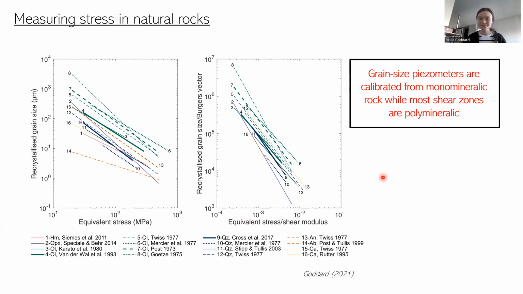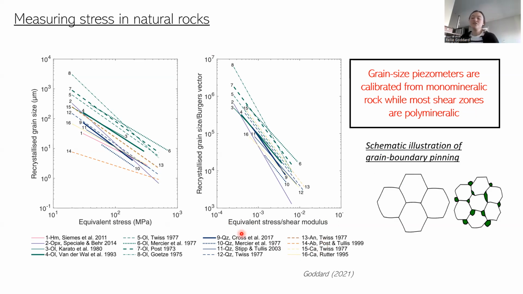methods of measuring stress. However, there is a huge limitation to grain size piezometry, and that is that all of these experiments are calibrated using a monomineralic sample, so one that's only made up of the minerals that they're using. So here, for example, calcite or quartz. And when you introduce a secondary phase into the system, it causes pinning of the grain boundaries, thus preventing them growing. And this can lead to a smaller grain size than you would otherwise have in the rock. And therefore, if you use this in nature in a polymineralic sample, you would probably overestimate the stress because you'd have a smaller grain size than what would normally equilibrate with that stress.